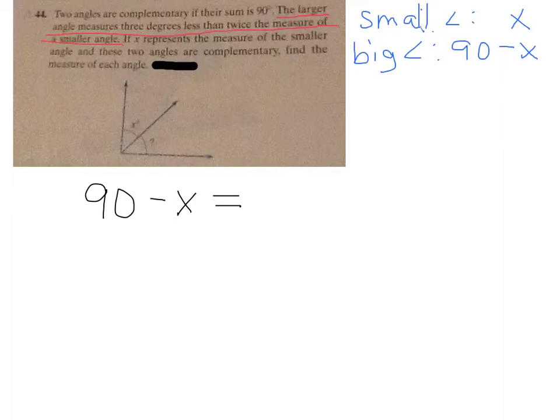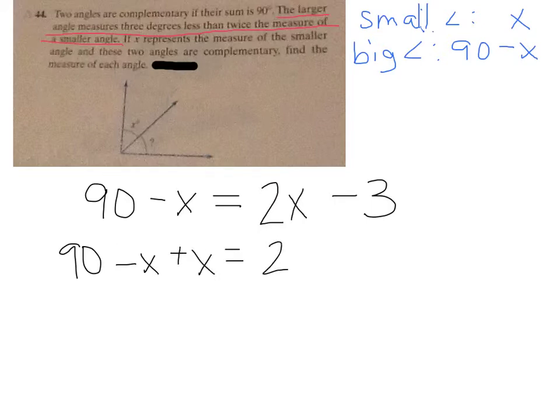Now 3 degrees less, to take 3 degrees less than something, you first have to have the something. So Matt, what's twice the measure of the smaller angle? Well, since our smaller angle is x, twice that would be 2x. So 2x, and we want 3 degrees less than that. So we end up with the following equation, and we're going to use our inverse operations to solve this. So I'm going to first add x, so I'm subtracting it on the left, so I'm going to add the x to both sides.